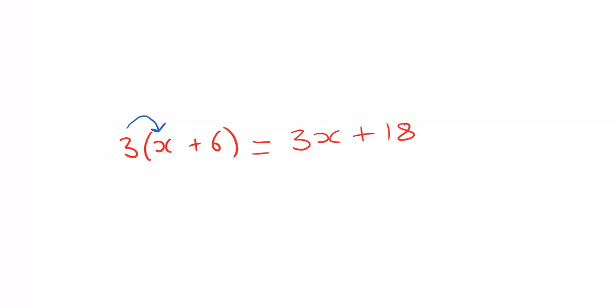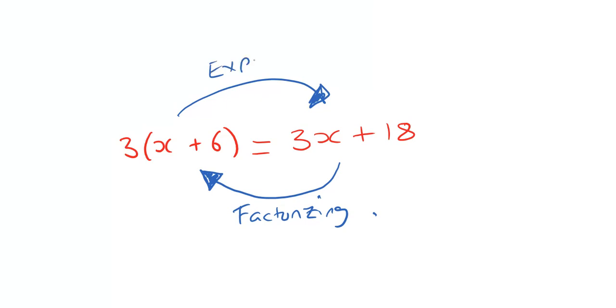We times 3 by x and we times 3 by 6. That's how we're getting the 3x and the 18. Now, the idea of factorizing is to work backwards to put in the brackets. So factorizing is the process of putting brackets in, and expanding is the removal of the brackets. And both of those two expressions in red are equivalent, of course.